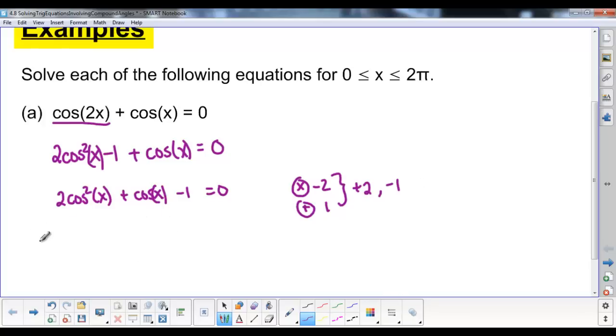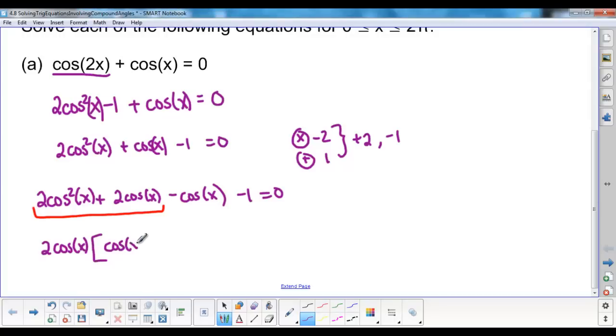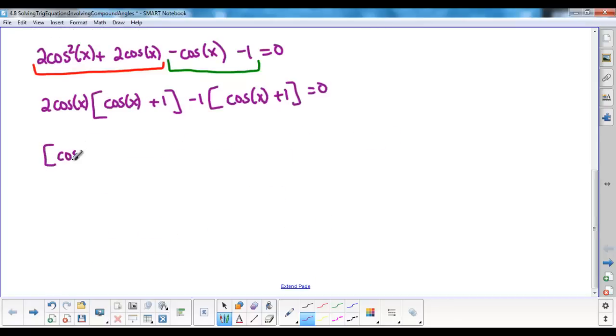So we can do the decomposition here. 2 cos squared x plus 2 cos x minus cos x and then minus 1. And now we can do some grouping. So I look inside this first group and I see that 2 and cos x are common. So that would leave me with a cos x plus 1. And I look at my second group here and we can common factor out a -1, leaving me with cos x and then plus 1. And because these two brackets are identical, I can common factor those out. So we're left with cos x plus 1 and 2 cos x minus 1.